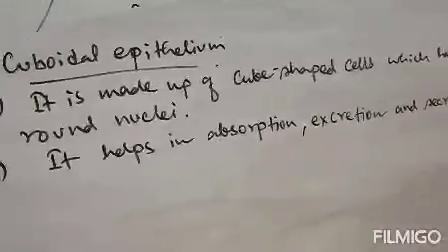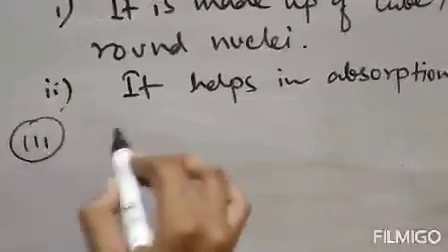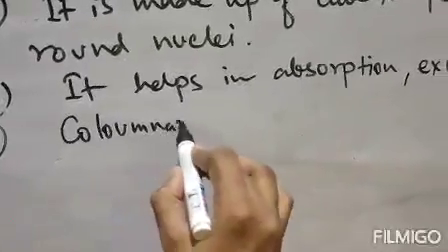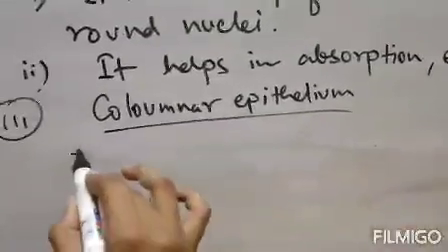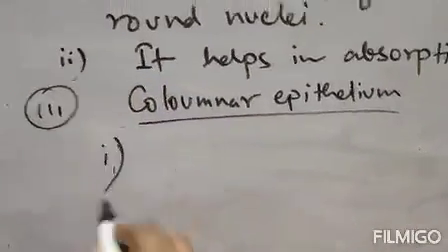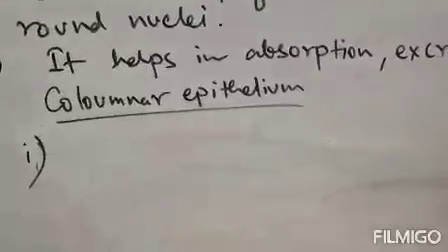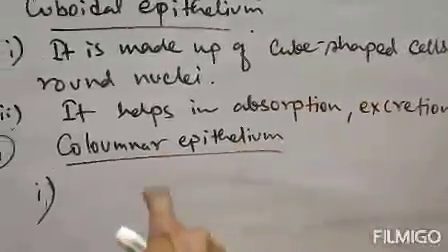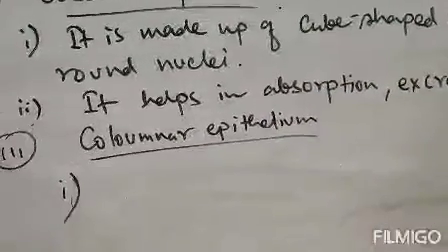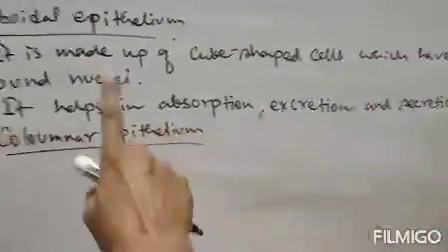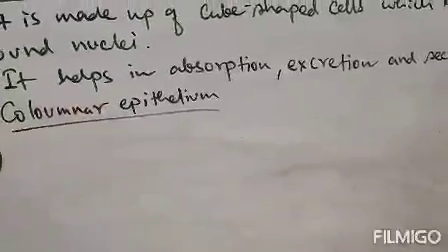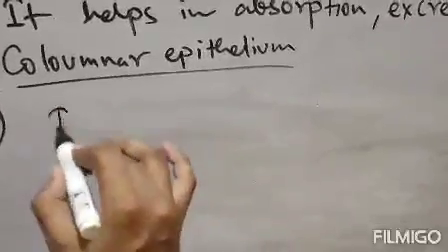After cuboidal epithelium, the third category is columnar epithelium. Number 1 point of columnar epithelium, it is made up of tall pillar-like cells. Cuboidal epithelium is made up of cube-shaped cells with round nuclei, but in columnar epithelium, it is made up of pillar-like tall cells with elongated nuclei.